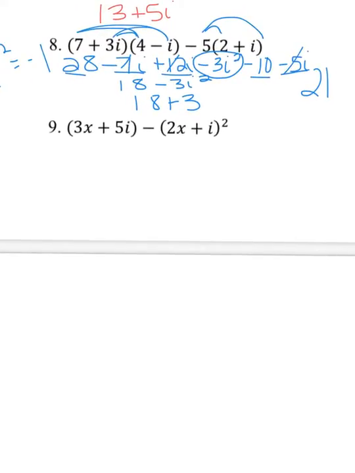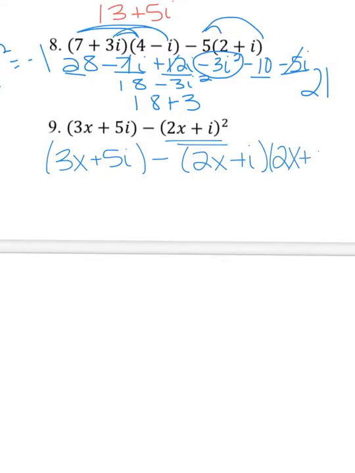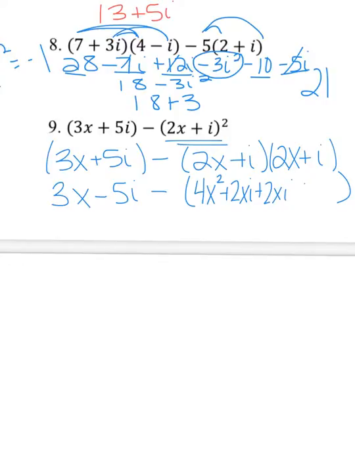And then number 9. Number 9, we have this tricky part, the squared part. So I'm going to rewrite this as 3x plus 5i minus 2x plus i times 2x plus i. So this is 3x minus 5i minus, I'm going to multiply this out and keep it in parentheses. That way I can distribute the negative after. So 2x times 2x is 4x squared plus 2xi plus 2xi plus i squared.